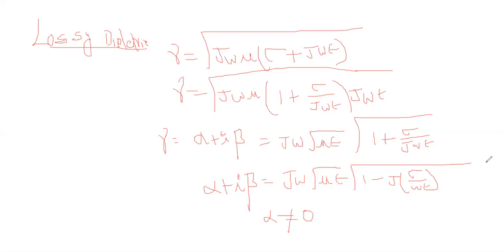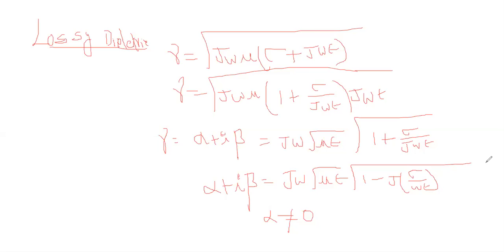By using the binomial expansion, you get 1 plus nx plus n into n minus 1 by 2 x square plus n into n minus 1 into n minus 2 by 3 factorial into x cube and so on. If you neglect the higher order terms and take only the first two terms, 1 plus nx, n comes from the power. The power is 1 by 2 there under root. So 1 plus 1 by 2 into the x term, which is j into sigma by omega epsilon.